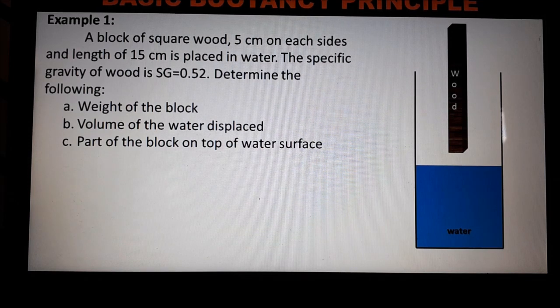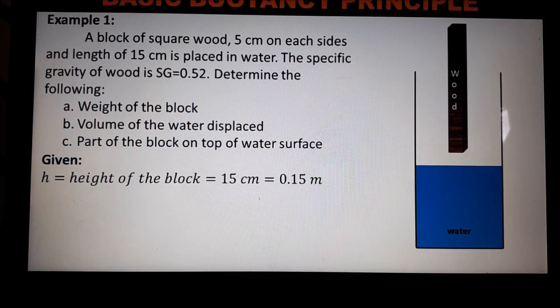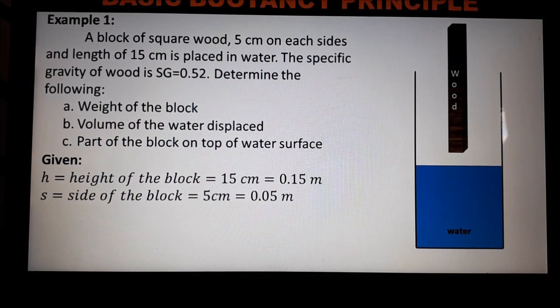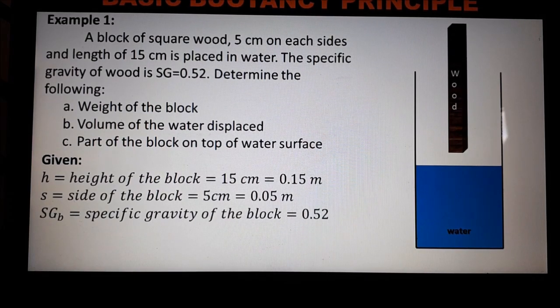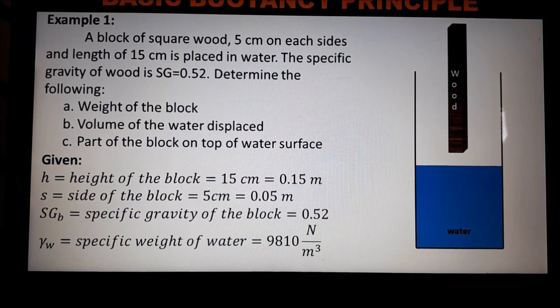So you have a block of square wood with a height of 15 cm placed in water. For the given, the height of the block is 15 centimeters, converted to meters, 0.15 meter. The side of the block is 5 centimeters, converted to meters, 0.05 meter. The specific gravity of the block is 0.52. And since the fluid is water, we can use the specific weight of water at standard temperature and pressure, which is 9,810 Newton per cubic meter.